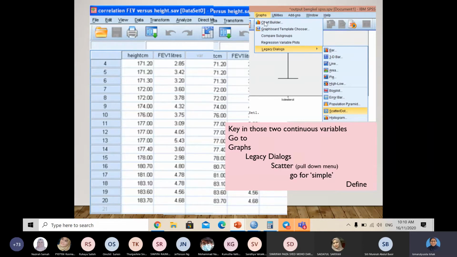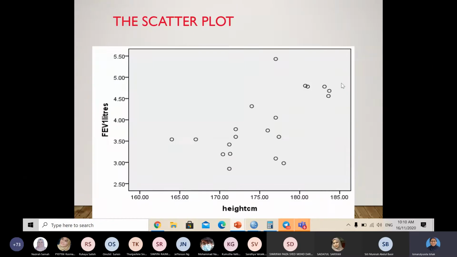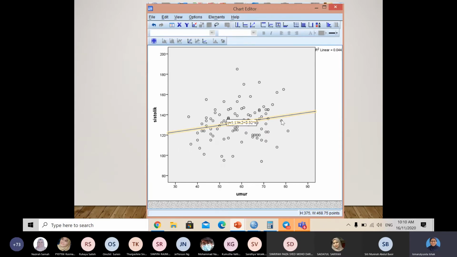Okay, go to Graph. Okay, Legacy Dialogs. Okay, then in the scatter plot, search for Scatter/Dot and go for the Simple and Define. Okay, so this is the scatter plot. Okay, looks okay. It shows maybe weak correlation here. Okay, yeah. When you double click the plot, so this is the line. So R squared is 0.04, so very low. The R squared is very low.